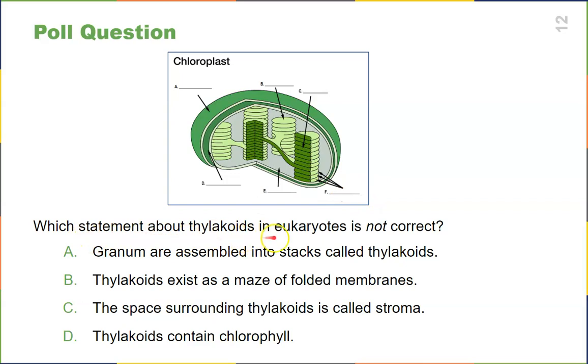So which statement about thylakoids and eukaryotes is not correct? So let's pick out the one that's incorrect, and then we'll look at the ones that are correct. So letter A is the incorrect answer. If we switched granum and thylakoid, that would make this answer correct. Thylakoids are assembled into stacks called granum. Thylakoids do exist as a maze of folded membranes. The space surrounding thylakoids is called the stroma, which was the letter E. And then thylakoids contain our chlorophyll pigment.